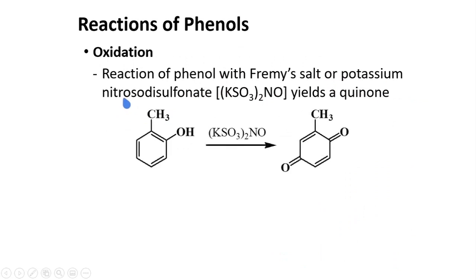Phenols can be oxidized by reaction with Fremy's salt, or potassium nitrosodisulfonate, to yield a quinone. This is potassium nitrosodisulfonate. You have a phenol, and upon this reaction, you will produce a quinone.